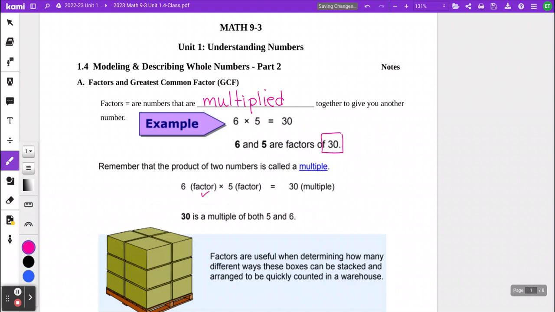So I have a factor times a factor gives me a multiple. So multiples are the bigger numbers, okay? And the factors, these are the smaller numbers.